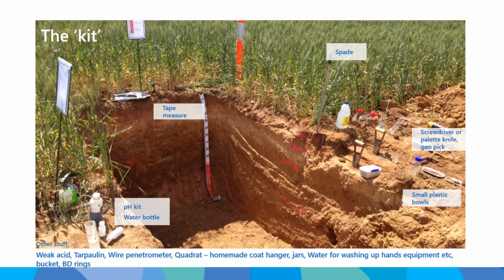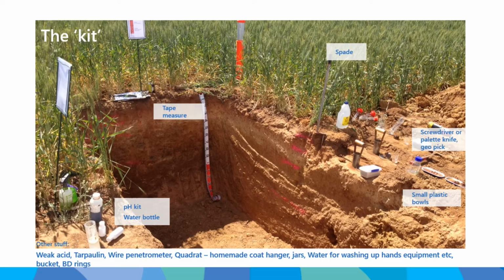A wire penetrometer and a quadrat. Now there's some homemade versions of those that are shown in the Northern Rivers Soil Health Card, which I'm sure you're all familiar with, which are really handy. The wire penetrometer you can use to poke in the side of the profile to show how difficult or not it is through the different horizons or layers, and talk about what that means for how biology and roots move through the profile.